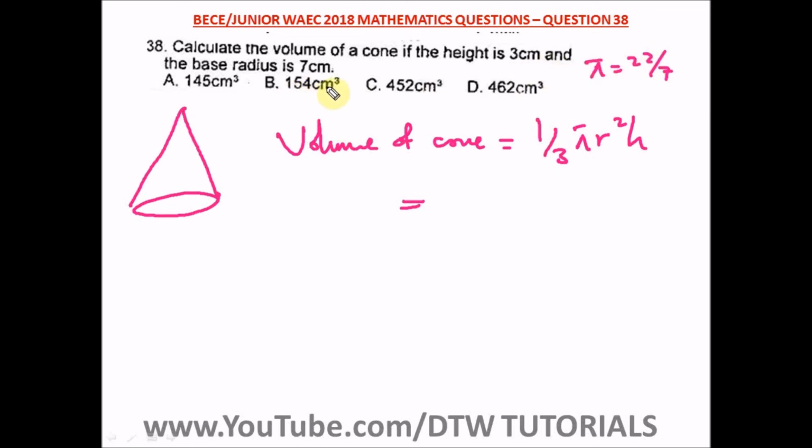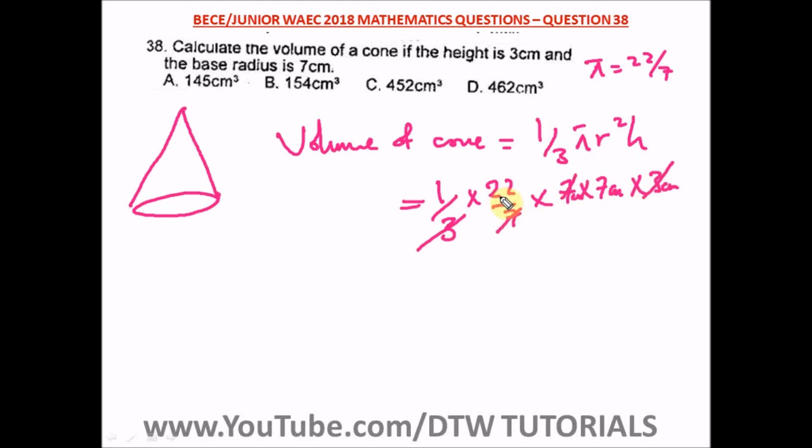If you're not given pi, just remember that pi is 22/7, except maybe in your answer you see pi. When you see pi in your answer, it just means you don't need to put pi as 22/7. Just leave pi as pi. So don't make that mistake. So we have here 1/3, then our pi is 22/7 times our radius, 7 cm, that is 7 cm square, 7 cm times another 7 cm, and our height is 3 cm. So our units of measurement will be centimeter cube. From here 7 can cancel out 7 here, 3 can cancel out 3 here.